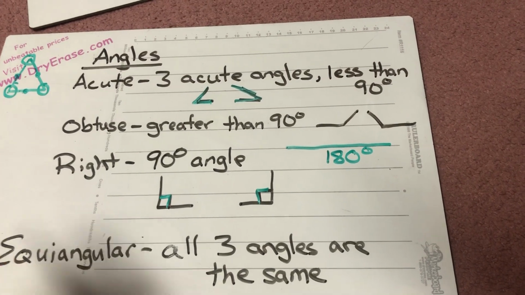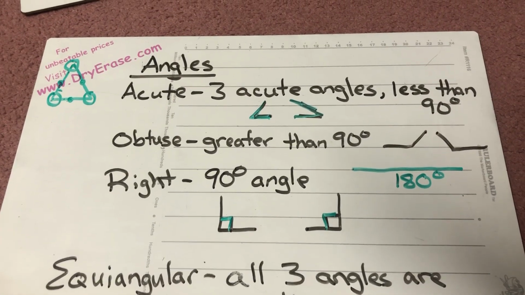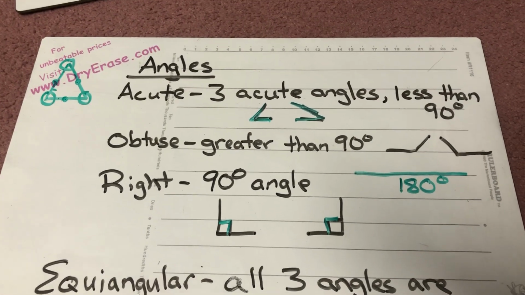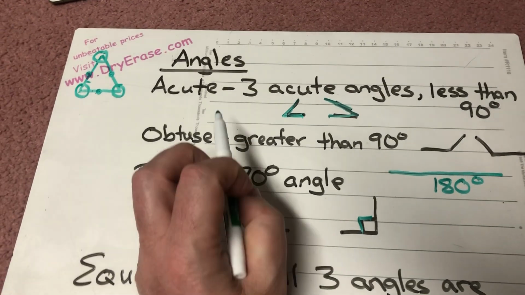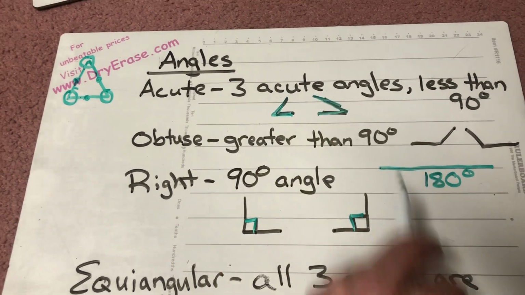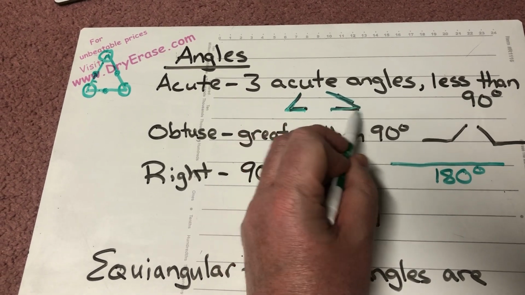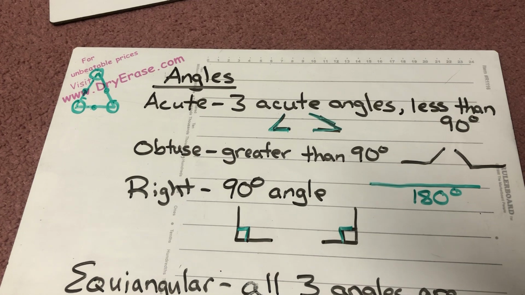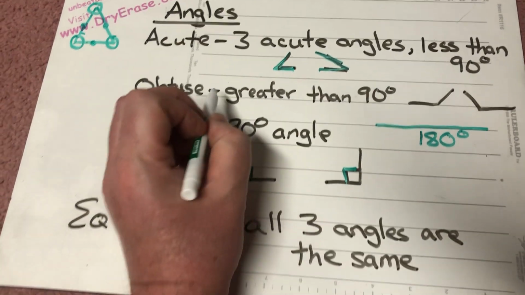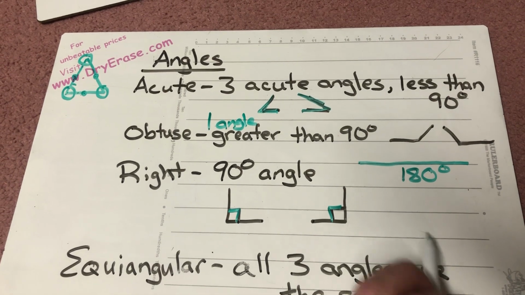Now, when it comes to classifying triangles by their angles, a triangle has 3 sides, thus it has 3 angles. In any polygon, however many sides the figure has, that's also how many angles it has. It would be considered an acute triangle if all 3 of the angles were acute angles, which means they're less than 90 degrees. So if all the angles were smaller than the perfect L, it would be an acute triangle. It is an obtuse triangle if just one angle is an obtuse angle, or greater than 90 degrees.